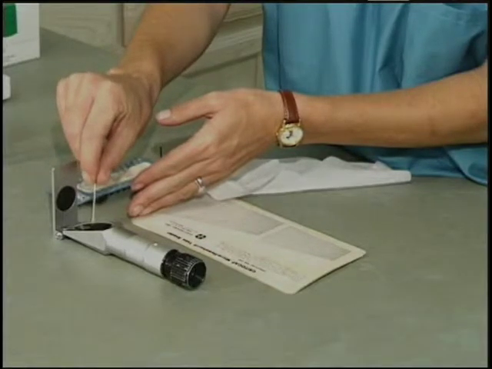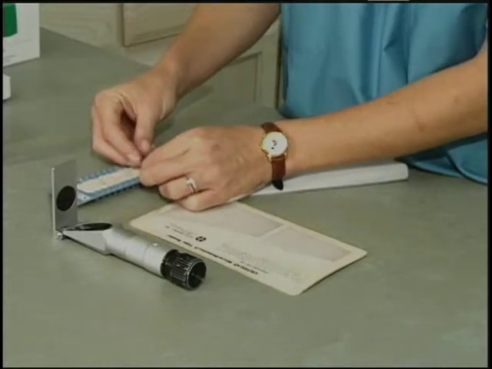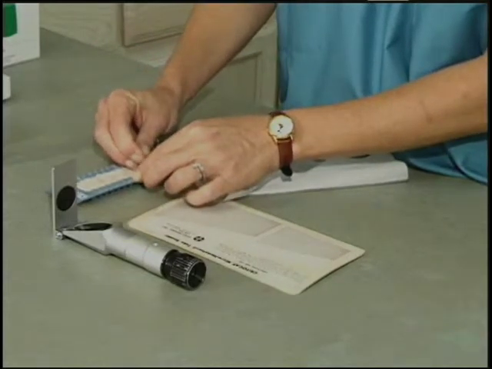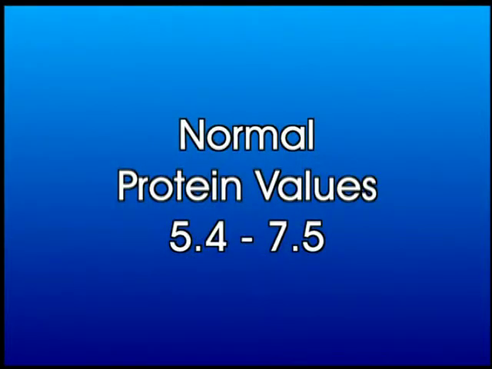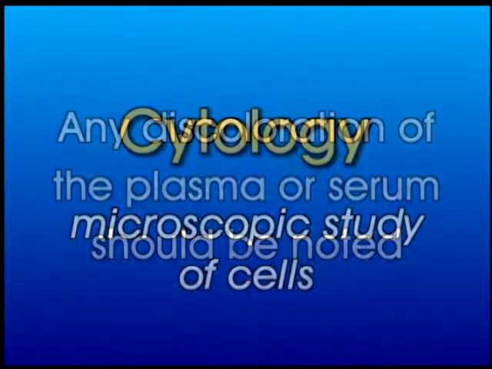The protein concentration is read on a scale adjacent to the specific gravity. Normal total protein values for blood range between 5.4 to 7.5. Any discoloration of the plasma or serum should be noted as well, as this may prove to be of value in making a clinical diagnosis.